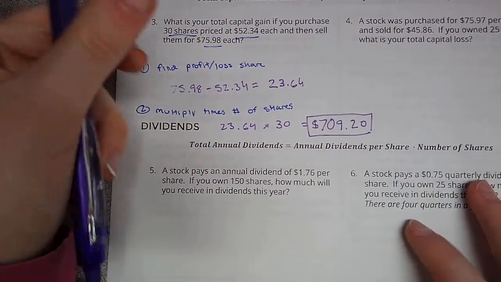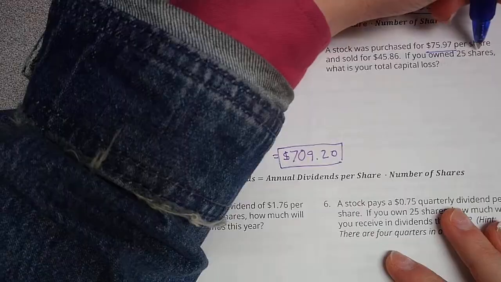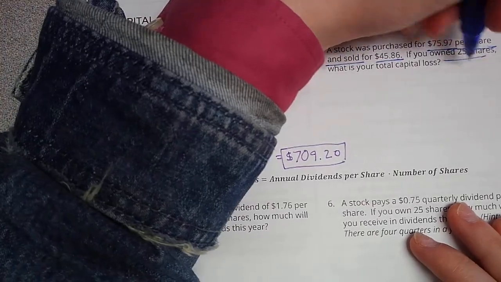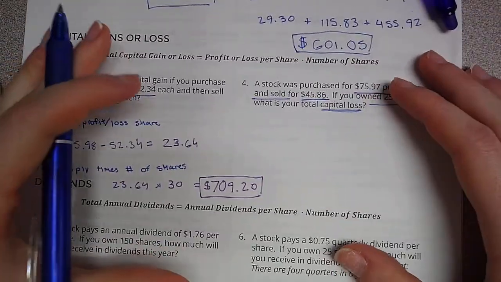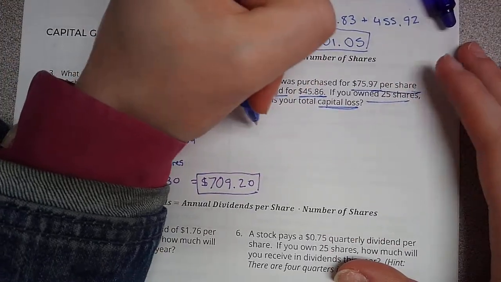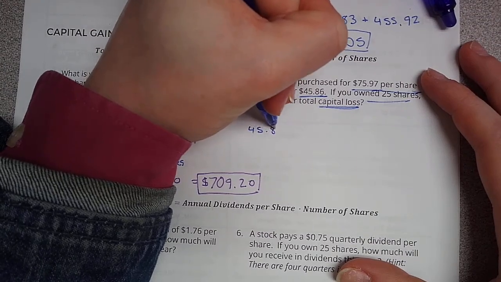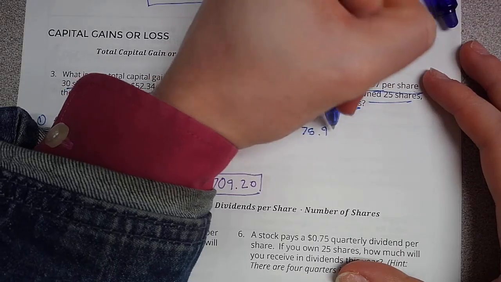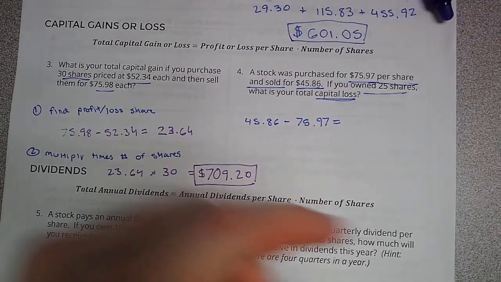Okay, the stock was purchased for $75.97 per share and sold for $45.86. If you own 25, so you lost. We're going to get a negative number, and that's to be expected because we lost money. If we sold them for $45.86 and we subtract 75.97, we're going to get a negative number. That's what we expect because this number is bigger than this one.